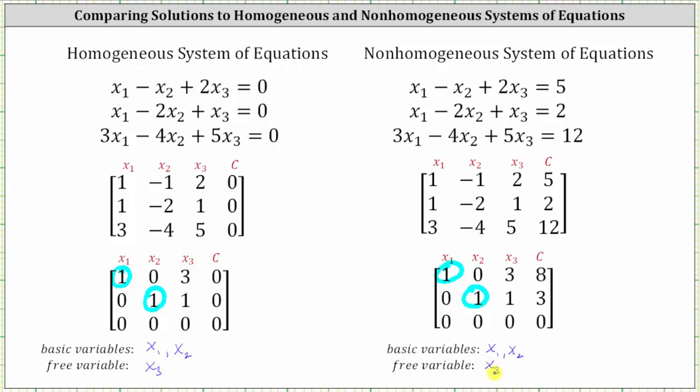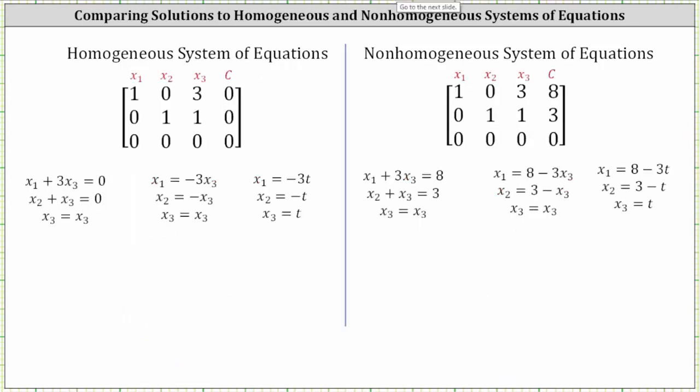The next step is to write the corresponding equations for each row in reduced row echelon form. For the homogeneous system, the first row gives us the equation x sub 1 plus 3x sub 3 equals 0. Notice for the non-homogeneous system, we have x sub 1 plus 3x sub 3 equals 8. For the homogeneous system, the second row indicates that x sub 2 plus x sub 3 equals 0. For the non-homogeneous system, the second row indicates that x sub 2 plus x sub 3 equals 3. And because x sub 3 in both cases is a free variable, meaning it can take on any value, we let x sub 3 equal x sub 3 in both cases.